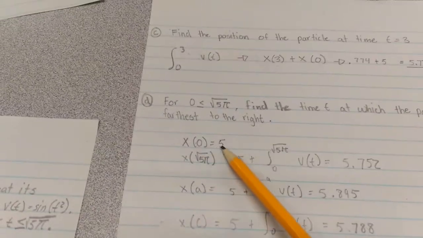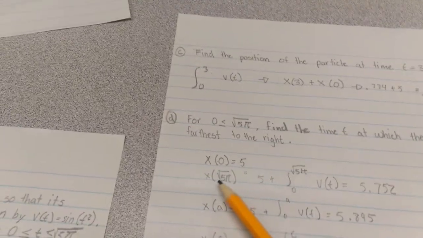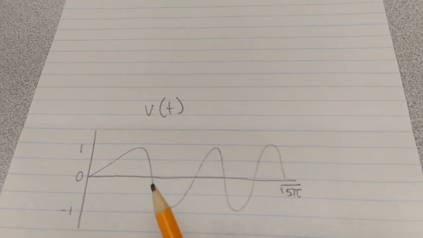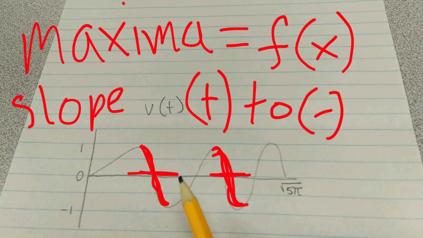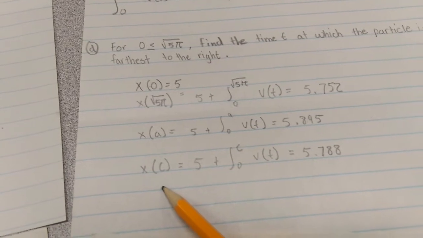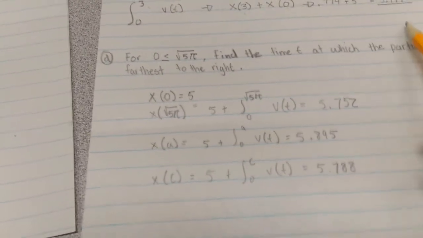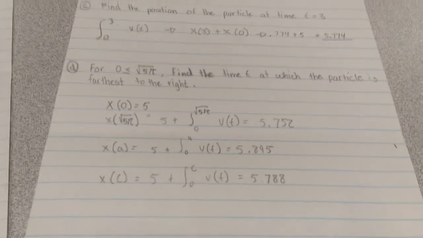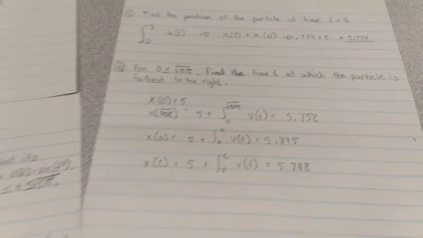At endpoint x equals 0, it's 5 because it's given in the problem. And at x equals square root of 5 pi, it's 5.752. And then if you see in the original, there are two other maxima. So we find the first maximum, you get 5.895. The next maximum, you plug it in and you get 5.788. Now you compare these and see which one is the highest, and that would be at x equals a. That's where it is farthest to the right.